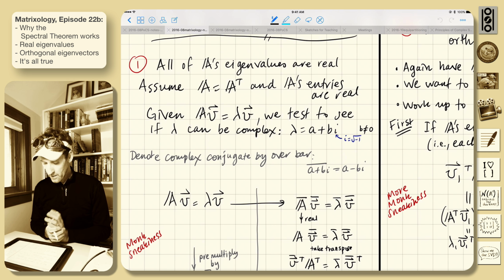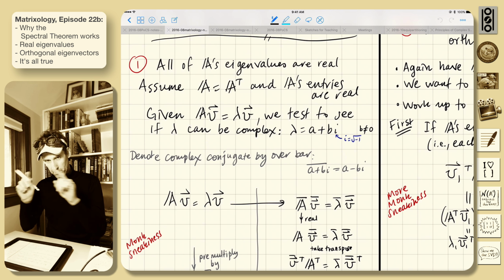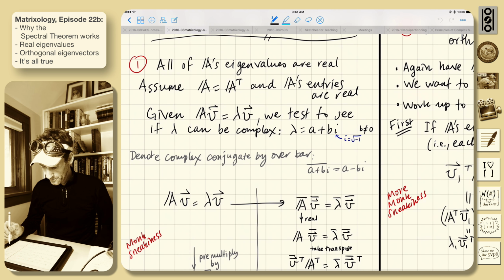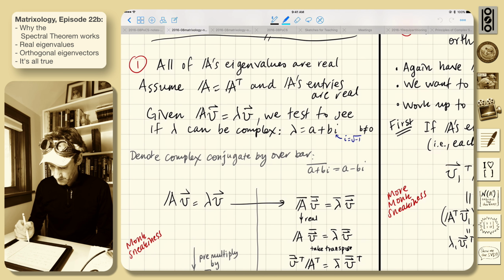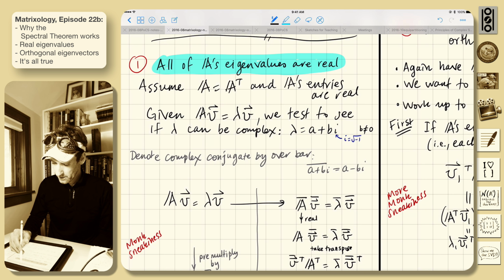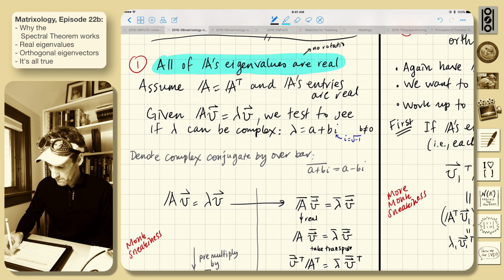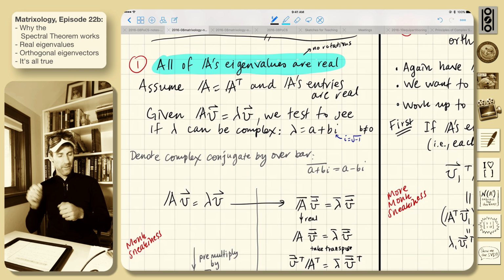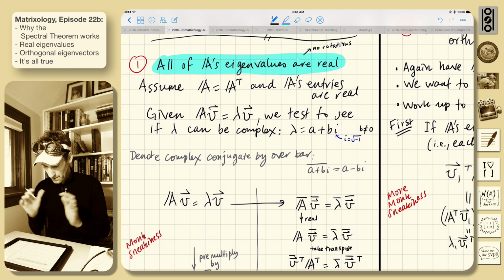Okay, so the entries in A are real. We're assuming that. All right, so there are these pieces. This is going to be number 1. We're going to show that all of the eigenvalues are real, which basically means no rotation. It's just a stretchy matrix, with flips and stretches, maybe some squeezing.